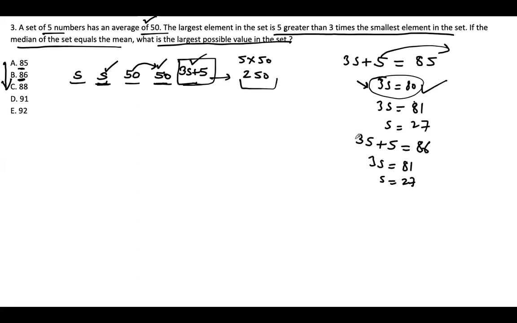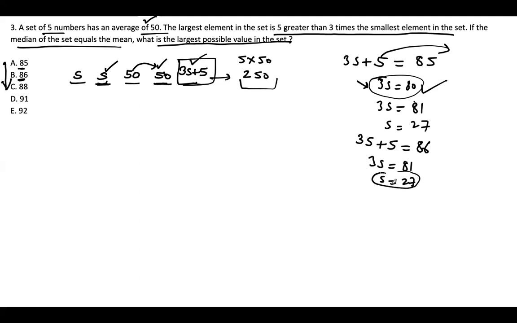This will be incorrect because if s is 27, 3s plus 5 will be 86, and we also know the median is 50. So 250 minus all of this will sum to 42, and the sum of the two values cannot be 42 because otherwise one value won't be greater than 50. So this option will be incorrect, and that's why option E will be correct.